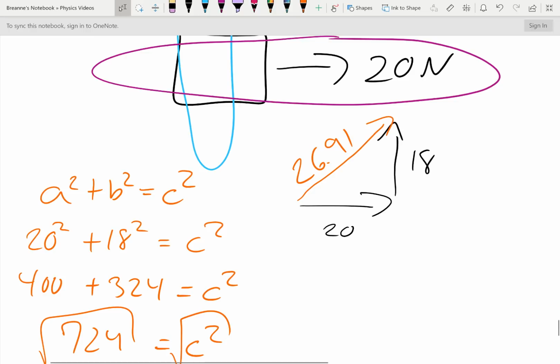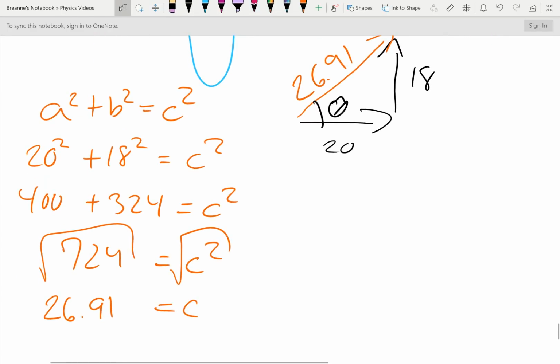Now it says for direction also. So that's how much. Direction, when it says direction, it's meaning your angle. So we need to figure out the angle. And this one, since we have all three sides, you can use sine, cosine, or tangent. It doesn't matter which one. I'm just going to use sine.